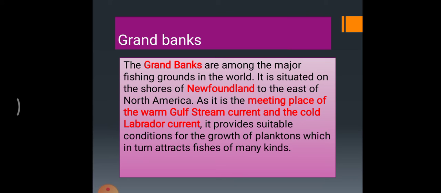So we have learned that if warm and cold currents meet in a region, it provides favorable conditions for the growth of fish. An example is Grand Banks, which is in Newfoundland in North America. At this place, the warm Gulf Stream current and cold Labrador current meet and provide favorable conditions for the growth of plankton, and the growth of plankton attracts fishes.